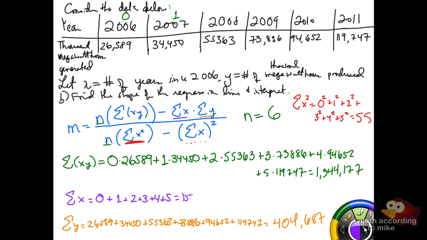The last one we actually already did. Yes. This says sum up the x's first, which we did. We got 15. And then square it. So this is just 15 squared. I think that's 225.